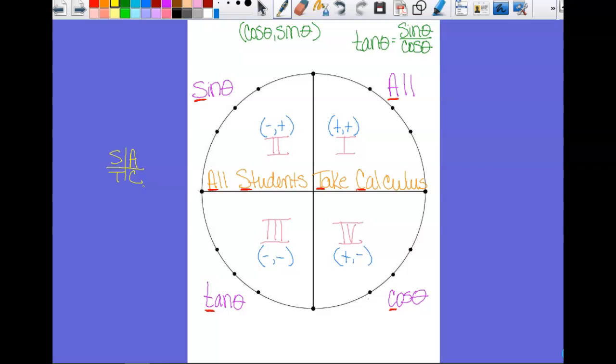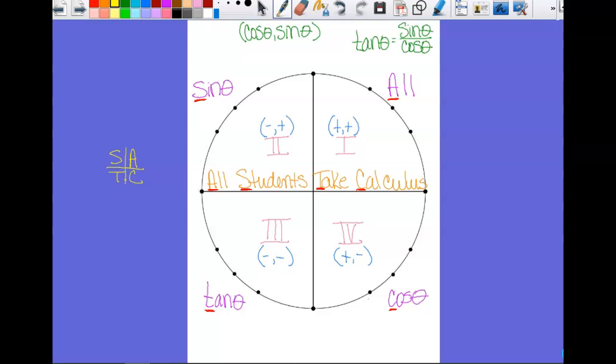So if I ask you for the cosine of a third quadrant angle, is it going to be positive or negative? Negative, because only tangent's positive in the third quadrant, right? If I ask you for a cosine value of a fourth quadrant angle, it'll be positive because cosine's positive in the fourth quadrant, okay? So if you just remember all students take calculus, that'll help you with that. So once you get the first quadrant down, the rest is a piece of cake, like I said.